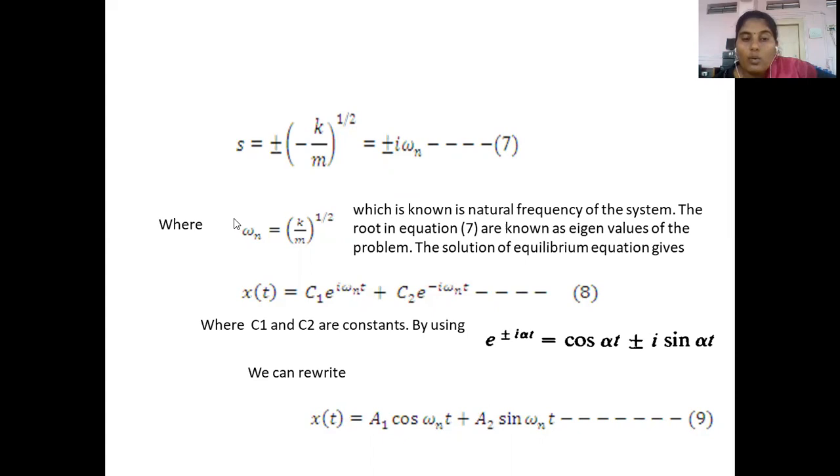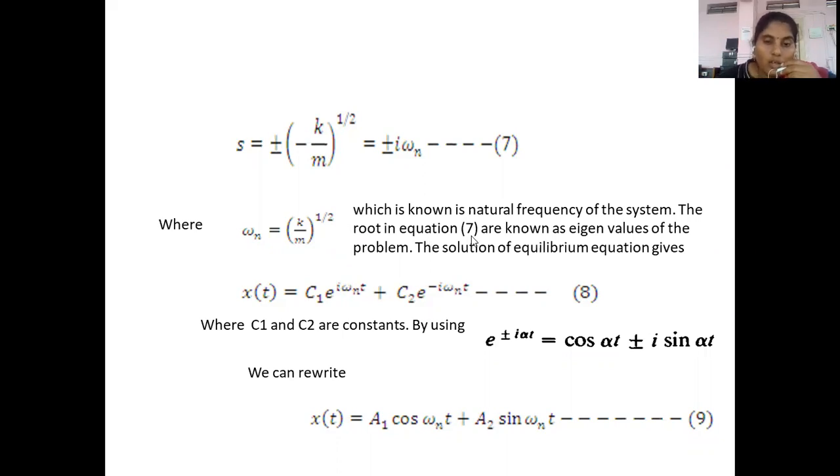Below this, write down omega n is equal to root of k by m, which is known as the natural frequency of the system.